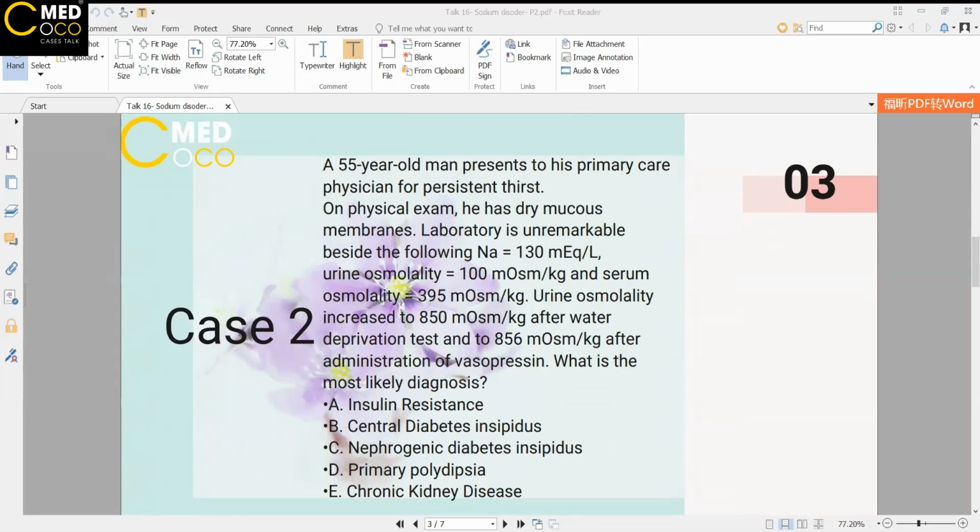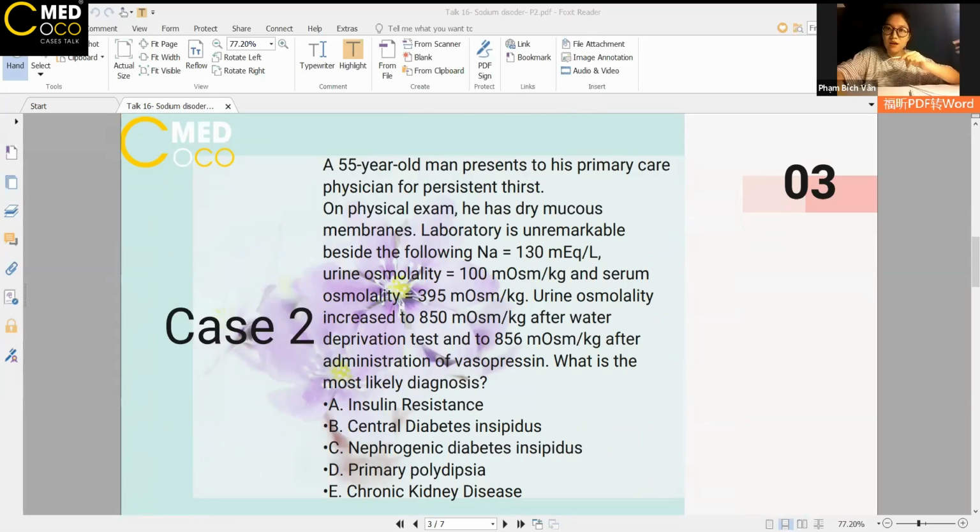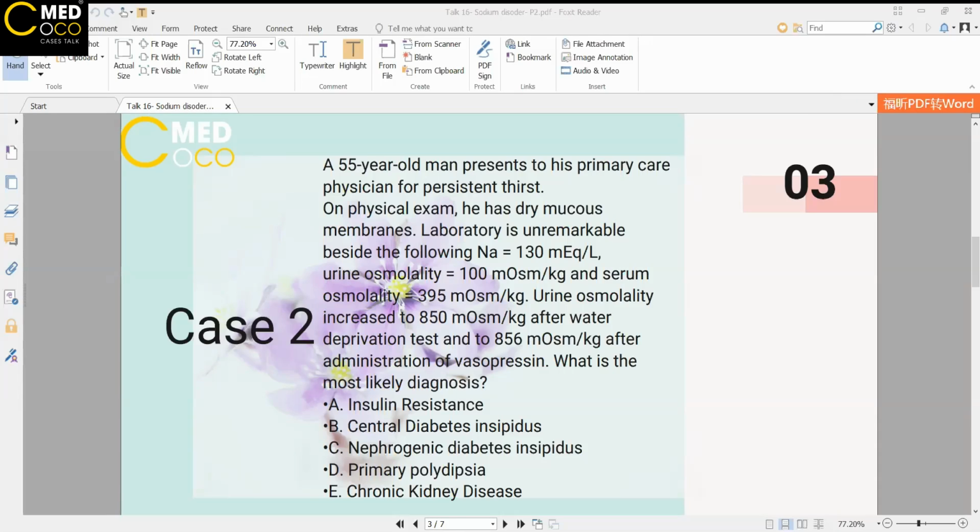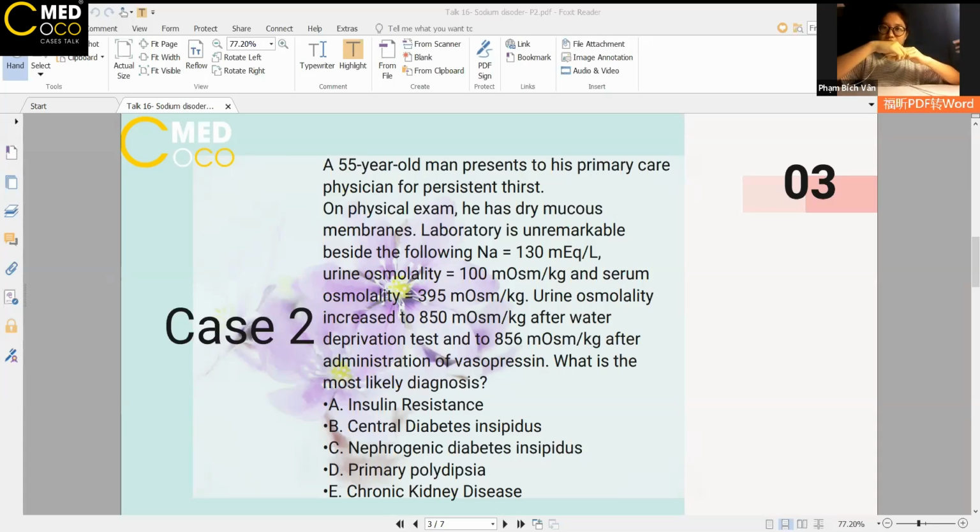Alright. The second case: a 55-year-old man presents to his primary care physician for persistent thirst. On physical exam, he has dry mucous membranes. Laboratory results are unremarkable besides the following: sodium is 130, urine osmolarity 100, and serum osmolarity 395.